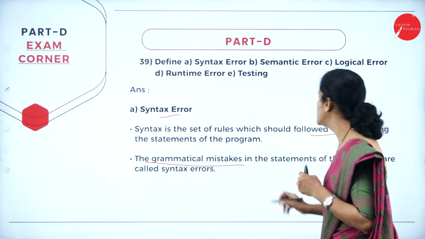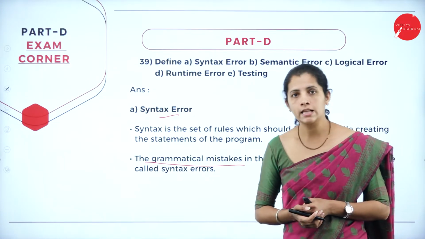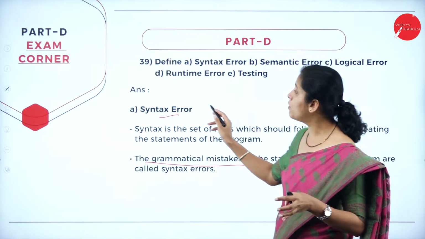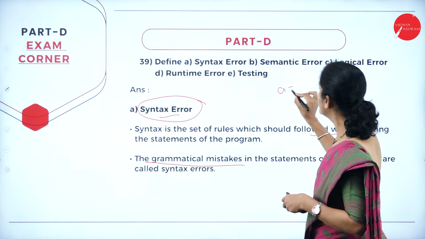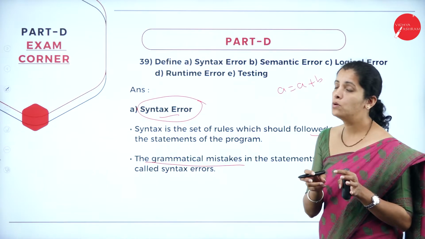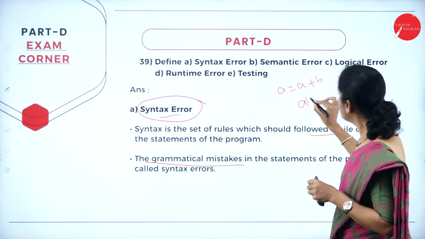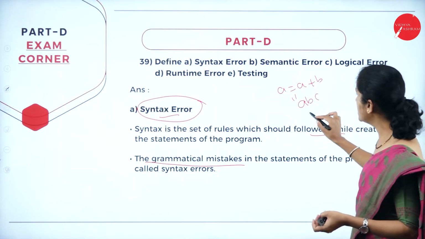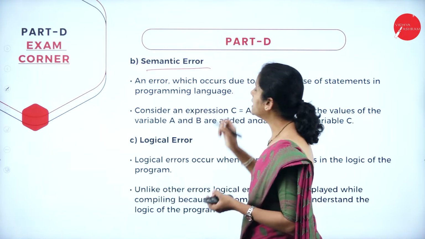The grammatical mistake in the statement of the programs are called syntax error. The grammatical mistake in the statement itself is called syntax error. For example, if I write A equal to A plus B and if I forget to write the semicolon, this leads to syntax error. And if I write "ABC and forget to close the double quote, once again this leads to syntax error.